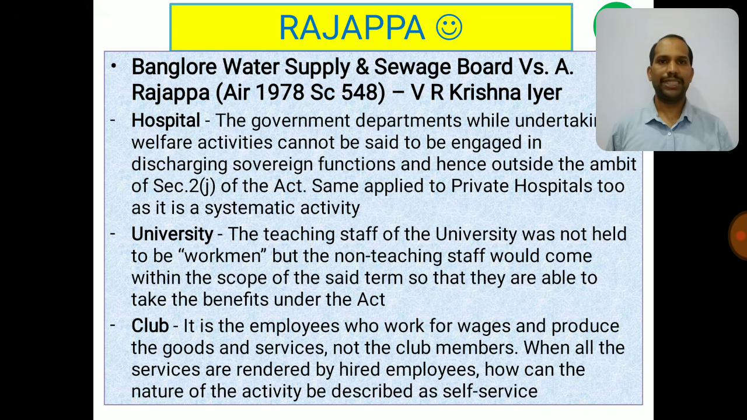That is for hospitals. What is for university? The teaching staff of the university was not held to be workmen, but the non-teaching staff come within the scope of the term, so that they are able to take the benefit under the Act. So the universities are also brought into the definition of industry. And for clubs, it is the employees who work for the wage and produce the goods and services, not the club members. So here the club members' intention is not important.